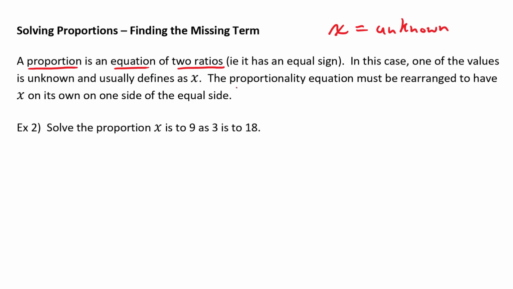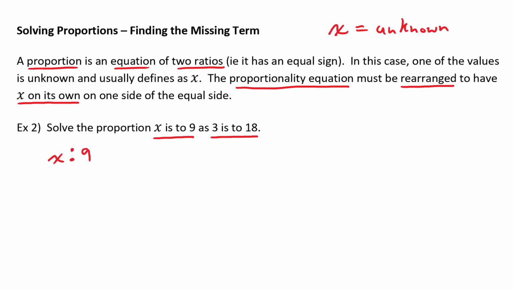So when we set up a proportionality equation, we want to rearrange it eventually so that x is on its own on one side of the equation and everything else is on the other side. We then know what x is equal to. Let's look at an example here. Solve the proportion x is to 9 as 3 is to 18. Let's set that up as a ratio first.